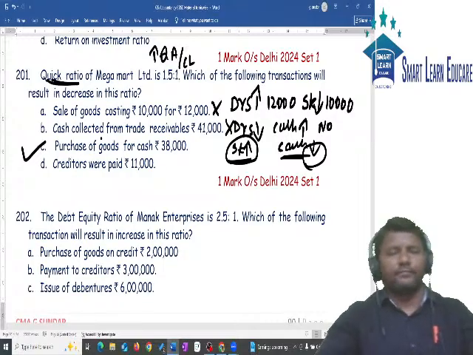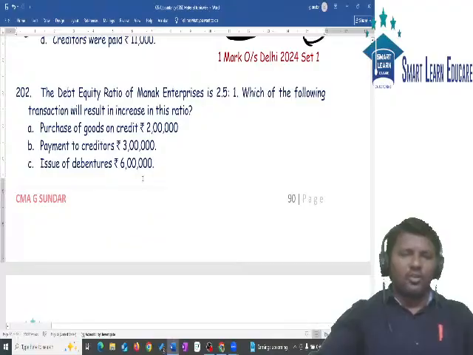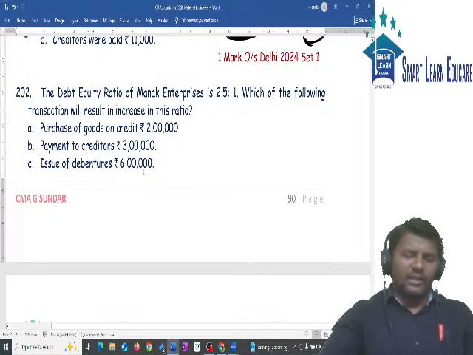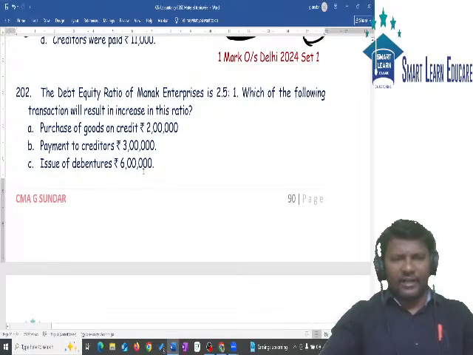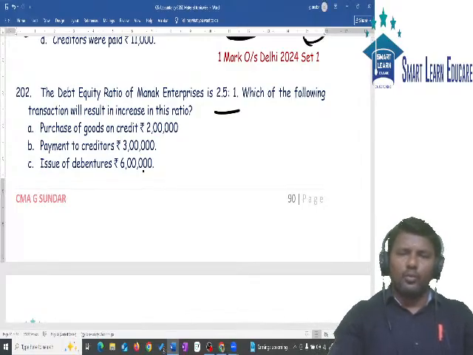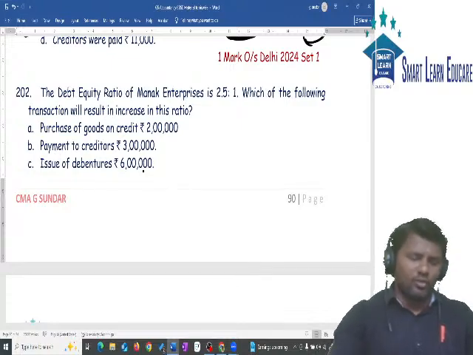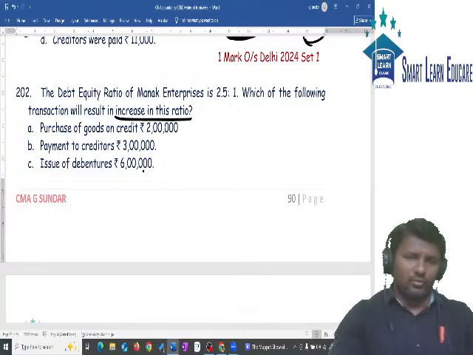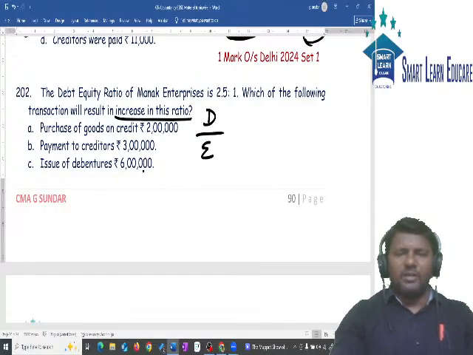Okay, next. Debt equity ratio of M Enterprises is given. Debt meaning loan. Debt equity ratio is 2.5 is to 1. Debt divided by equity is the formula. Now, what is the question? Which of the following transactions results in an increase in debt equity ratio? When will this ratio increase? When the numerator increases, the ratio will increase. That's all. See which one increases the numerator.